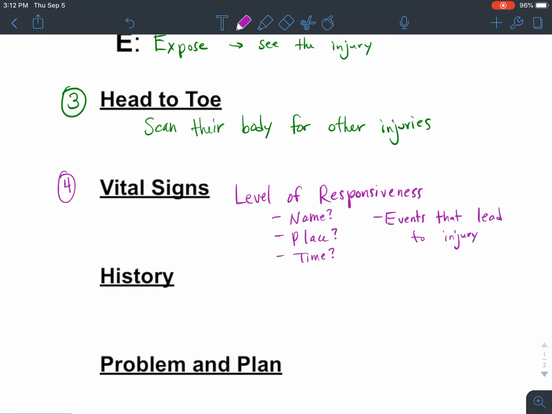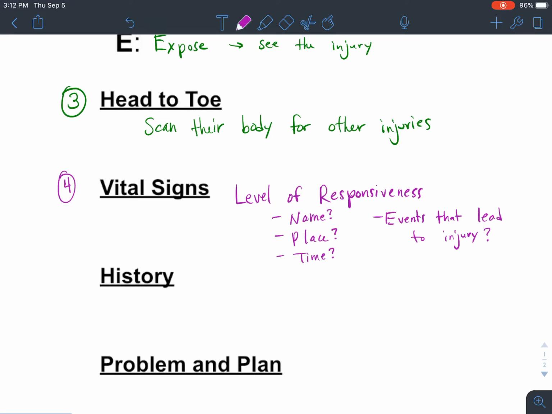So if the answer is no to any of these questions, then that's really important for us to know, because that means that their brain might not be working very well. They might have a brain injury if they don't know their name, they don't know the place that they're at, they don't know the time of the day, or they don't really know the events that led up to their injury. So it's important to ask those questions.